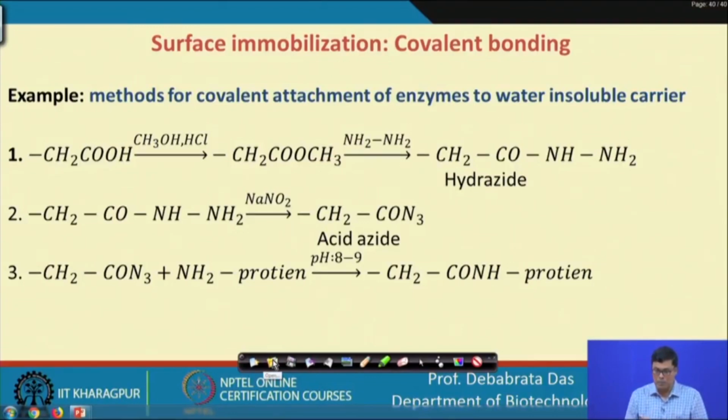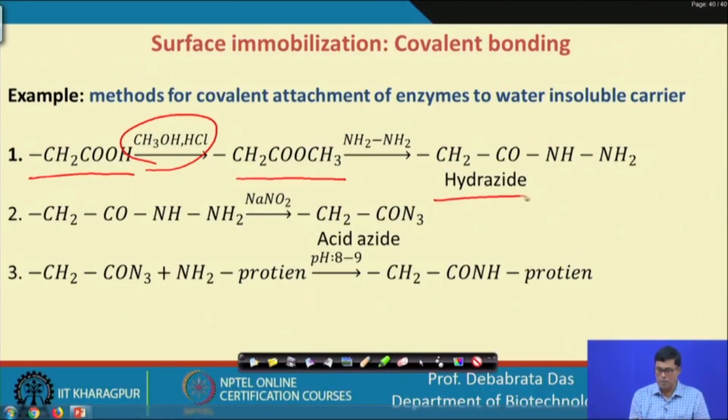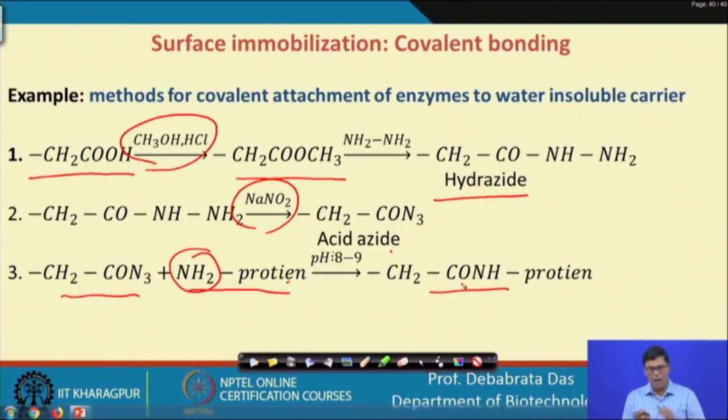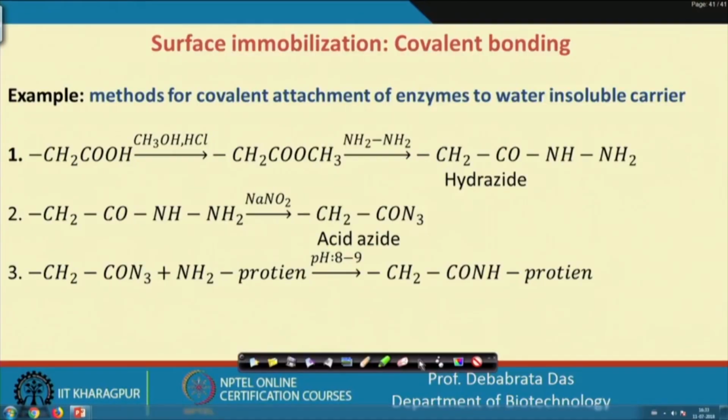And this is an example of how covalent binding takes place. I have given the instances. Suppose this is CMC, carboxymethyl cellulose, and when treated with methyl alcohol and HCl, it forms this hydrazide. Then this hydrazide undergoes a diazo reaction and produces the acid azide. In the presence of the protein molecule, we know the protein molecule has the amino group, this amino group will bind here, and this is how the bond formation takes place in covalent binding.